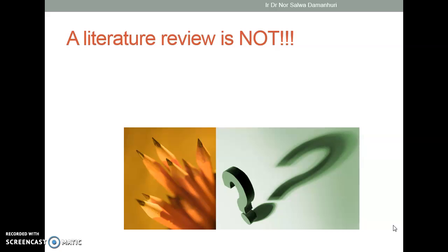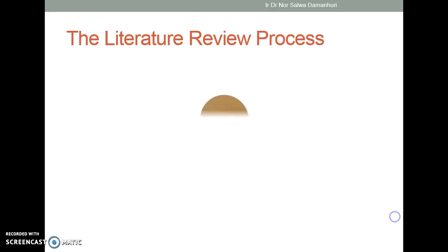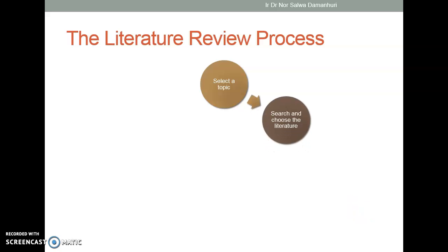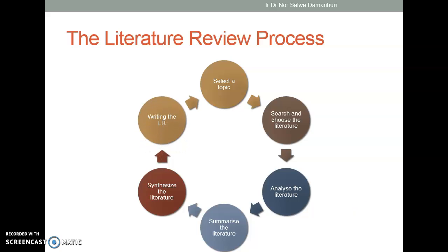Remember that a literature review is not an annotated bibliography, and also not a list of unrelated sources. So the literature review process. First of all, in order to do the literature review, you have to select a research topic. Then search and choose the literature based on the selected topic, analyze the literature that you have collected, summarize the literature, then synthesize this literature, and finally, write the literature review.